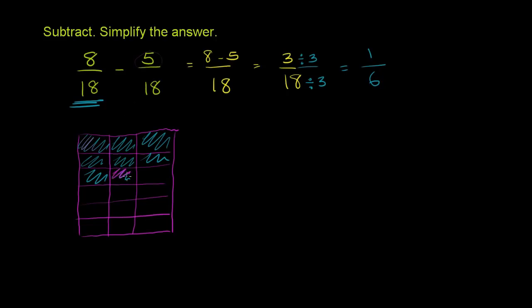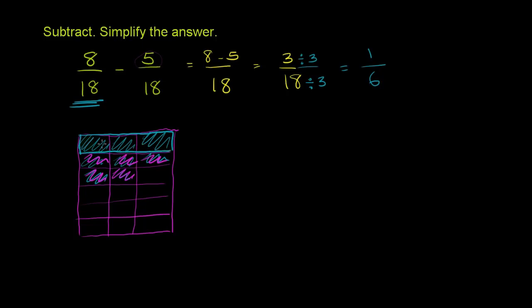So we subtract 1, 2, 3, 4, 5. Now what do we have left over? Well, we have 3 of the 18ths left over. So you have that right there. You have 3 of the 18ths left over.